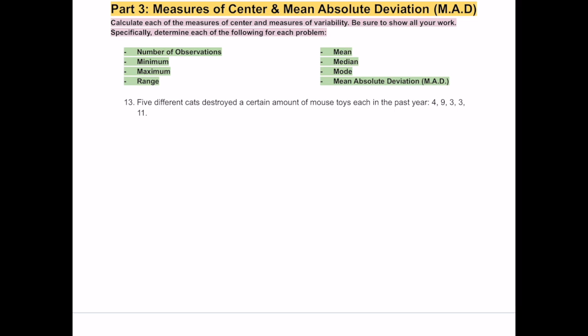So for number 13, we have all of these observations here. So let's see, 4, 9, 3, 3, 11. For observations, we'll say obs for observations, and there's going to be 3 observations. For the minimum, let's see, the minimum I think is 3, right? I think it's 3. And the maximum here, the maximum looks like 11. All right, the max is equal to 11. And moving on to the range.